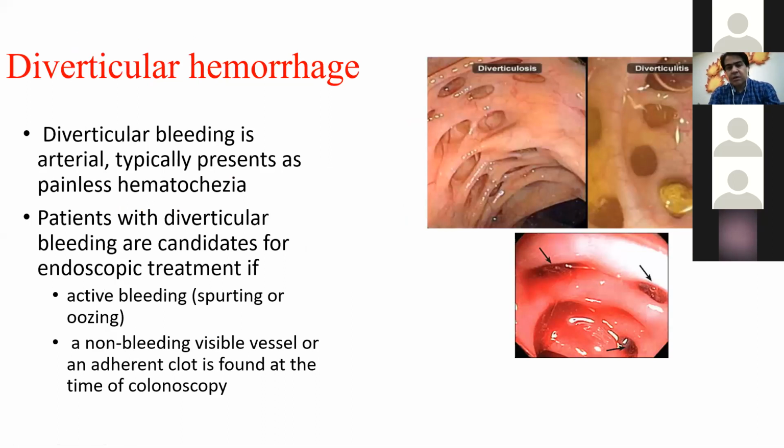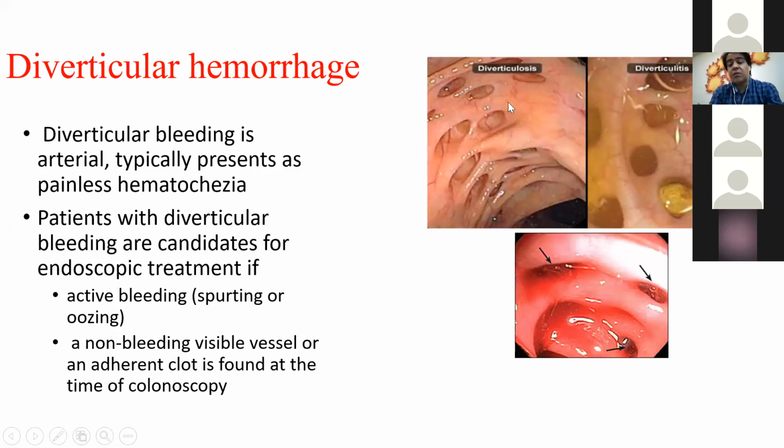Diverticular hemorrhage. Diverticular hemorrhage is a rare form of lower GI bleed, which usually occurs in elders with multiple comorbidities. Diverticular bleed is basically arterial, typically presenting as painless hematochezia. Hematochezia means fresh blood coming from the anus. And patients with diverticular bleed are candidates for endoscopic treatment if active bleeding, non-bleeding visible vessels, and adherent clot are found at the colonoscopy.